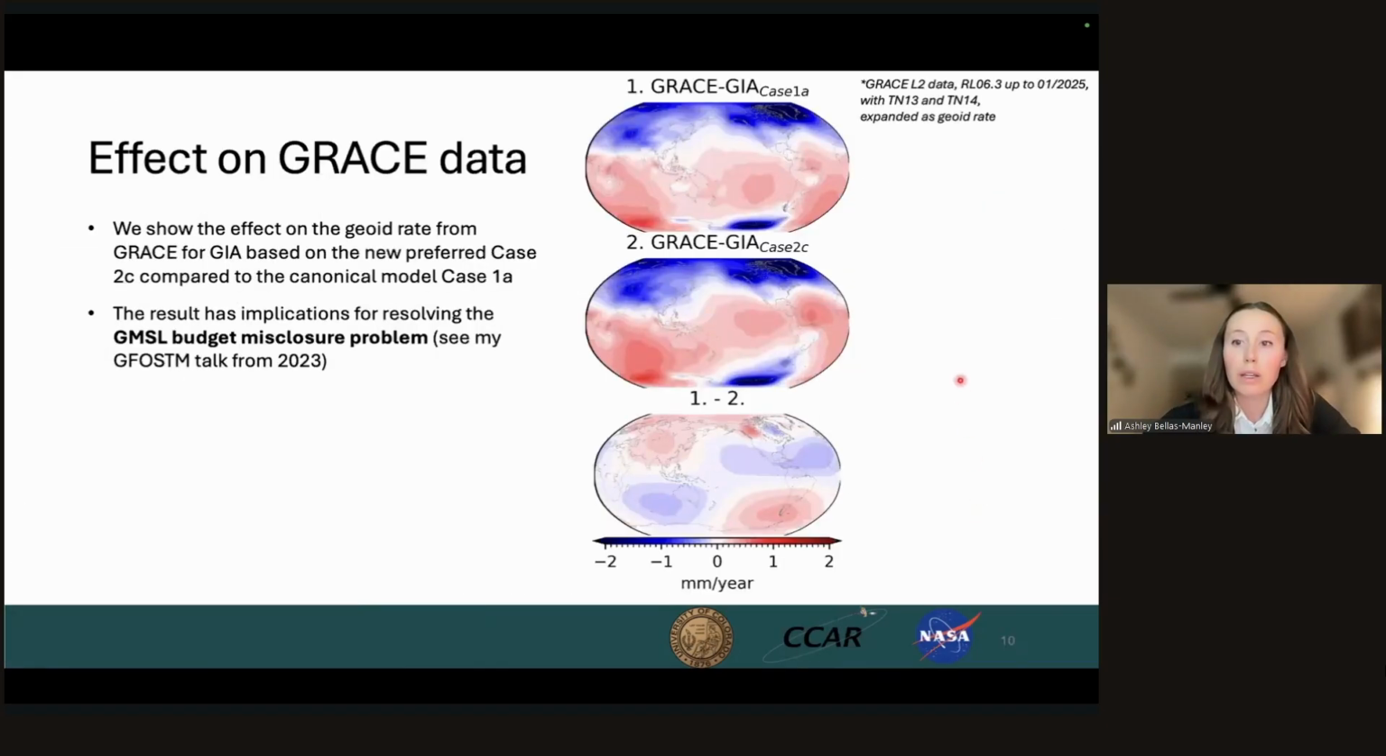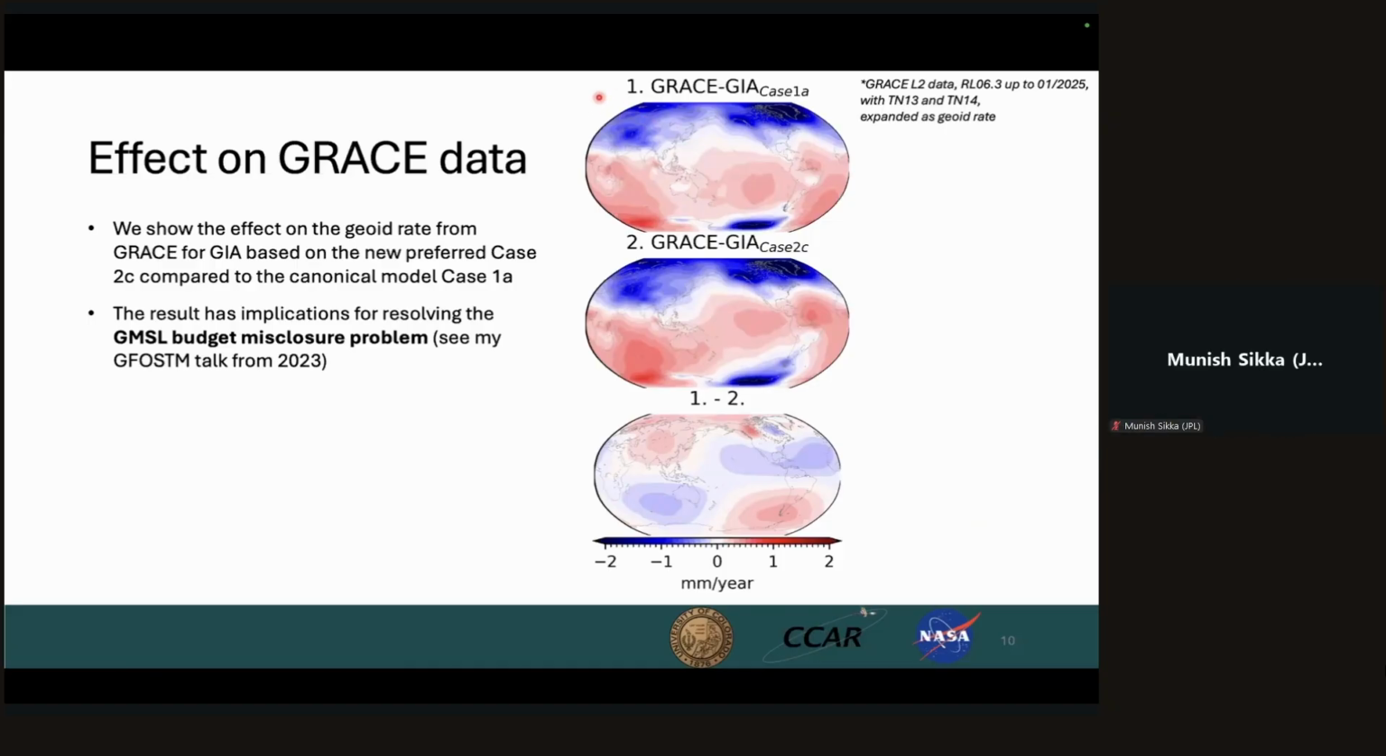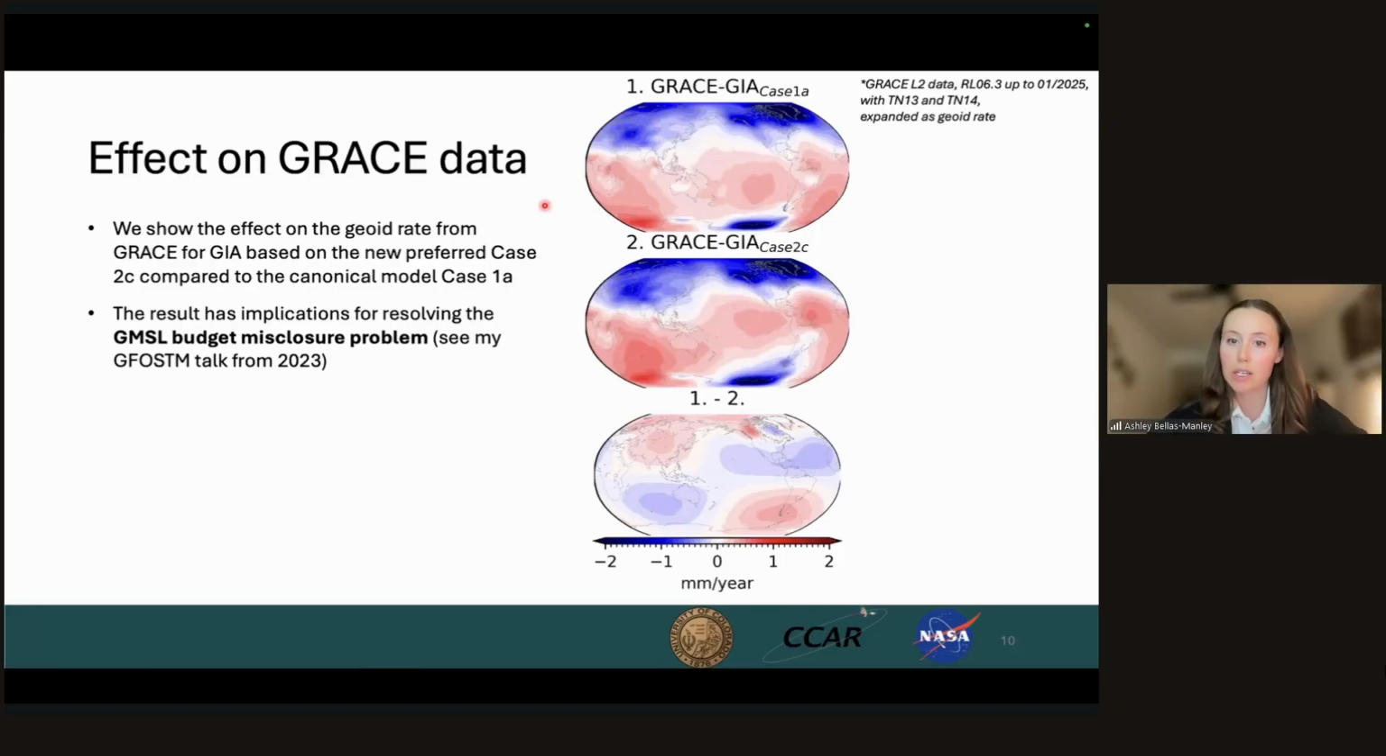So here's what this does to GRACE. Number 1 is what you're used to. This is GRACE corrected for I6G with VM5A. Number 2 is GRACE corrected for my new preferred GIA model. And 1 minus 2 is the differences between them.